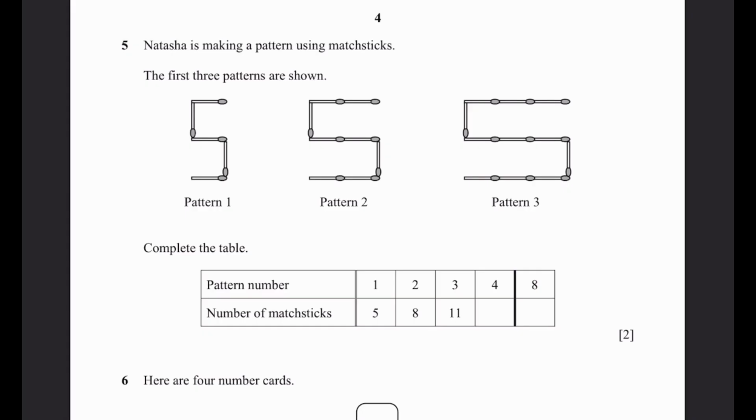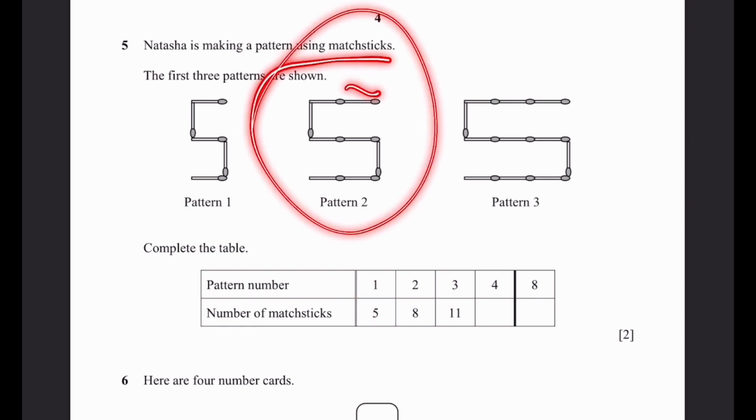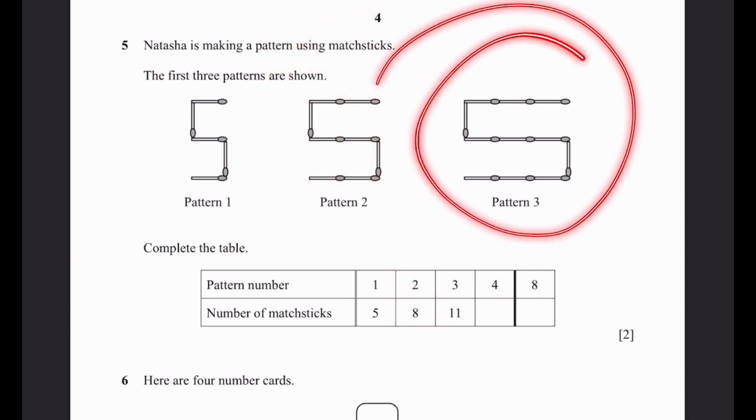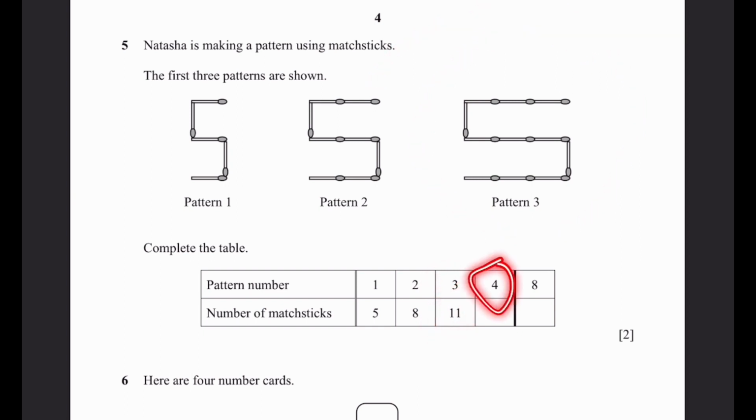Question 5. Natasha is making a pattern using matchsticks. The first 3 patterns are shown. Complete the table. So we have, if pattern number 1, then there are 5 matchsticks. When pattern number 2, you can count them up. There are 1, 2, 3, 4, 5, 6, 7, 8 matchsticks as given here. And now with the same thing for pattern 3, there are 11. For pattern 4, how much will there be? When we see the term-to-term rule, we always have to add 3 matchsticks to get the new pattern. Therefore, for a fourth pattern, it's 11 plus 3, which is 14 matchsticks.